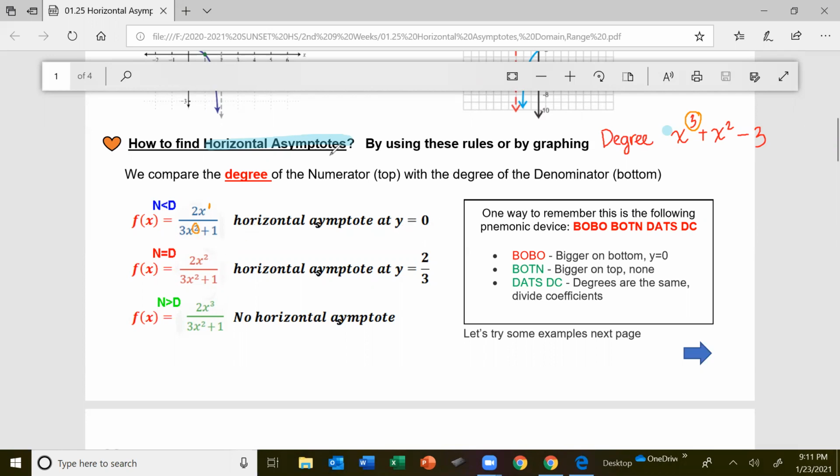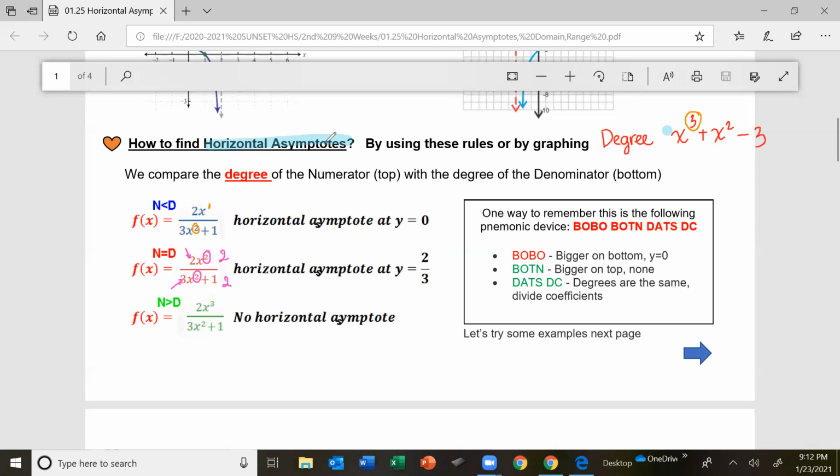If the degree on top and bottom is the same, for example, in the second example here, we have 2x squared over 3x squared plus 1. So this one has a degree of 2, and the bottom also has a degree of 2. So they are the same, okay? Then the horizontal asymptote is going to be the leading coefficient. You take the leading coefficient right here, which is 2, and then divide by the leading coefficient on the bottom, okay?